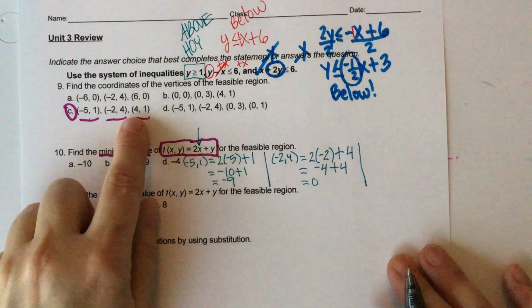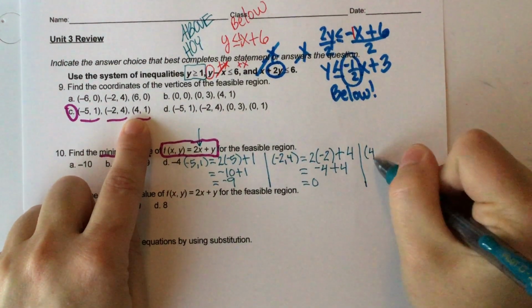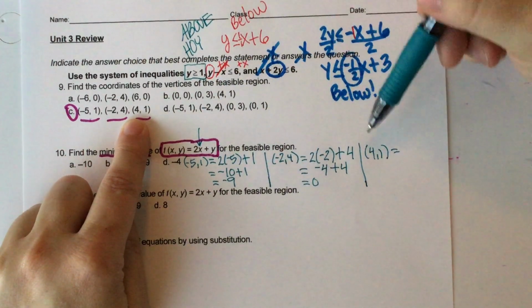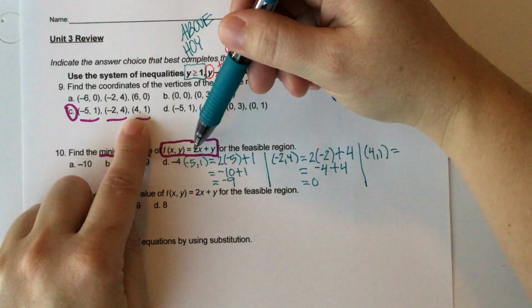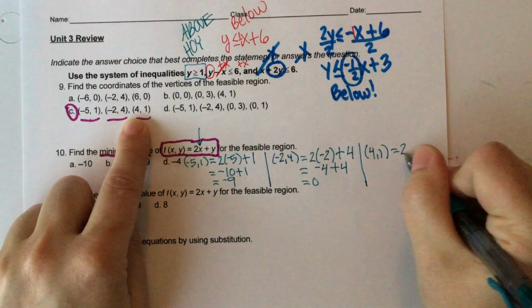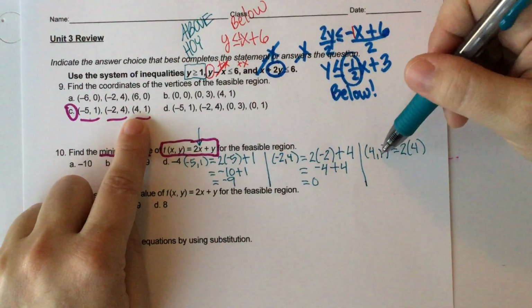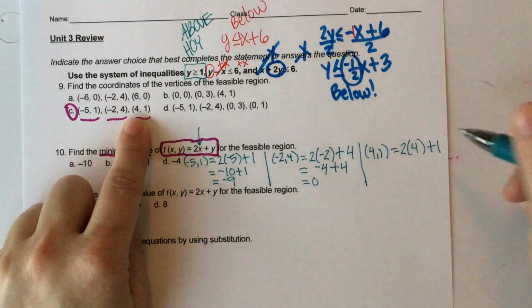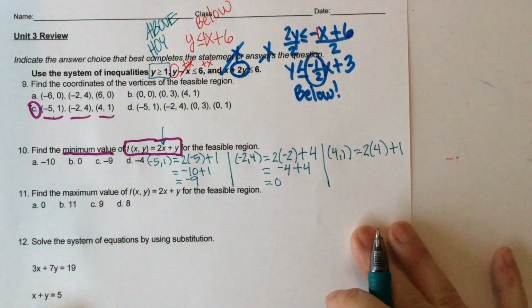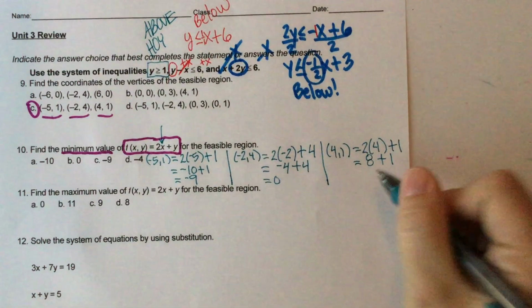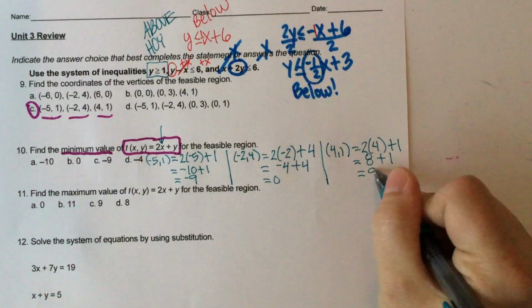Okay, now I'm going to do it with my 4, 1. All right, into the x, I'm going to put the 4 because that's my x coordinate. So 2 parentheses 4. And then plus y, I'm going to put plus 1 because 1 is my y coordinate. Okay, so 2 times 4 is 8. Recopy the plus 1. And 8 plus 1 is 9.